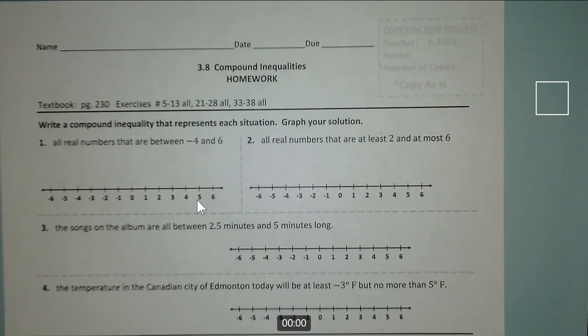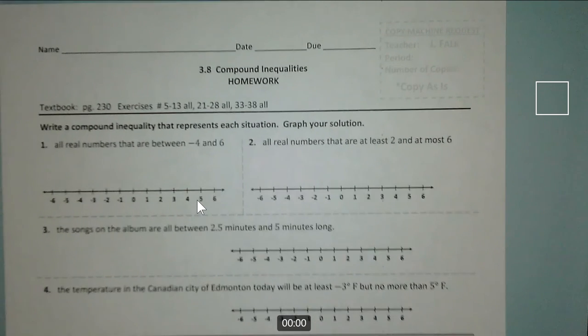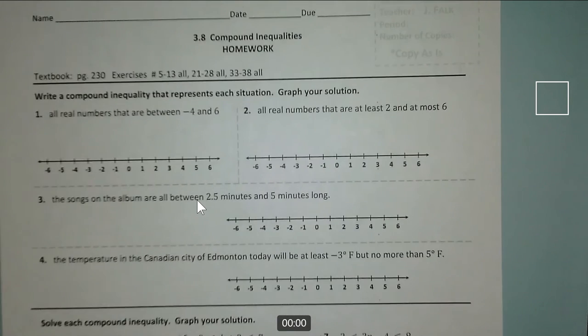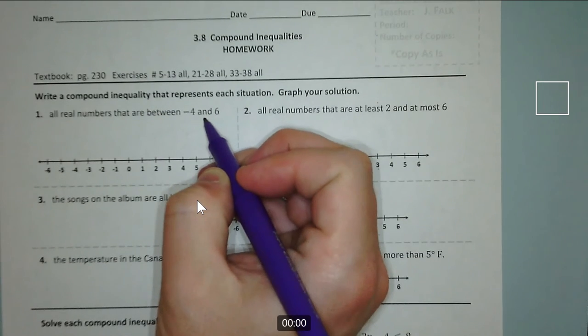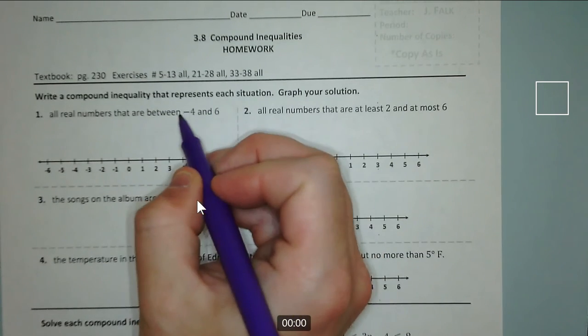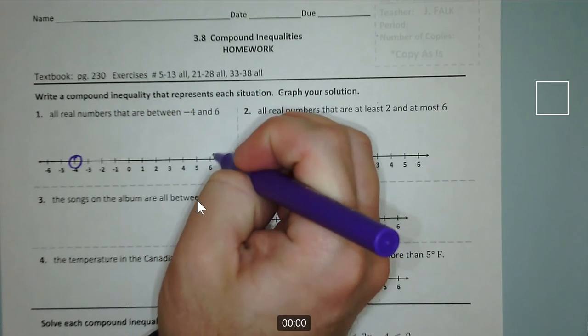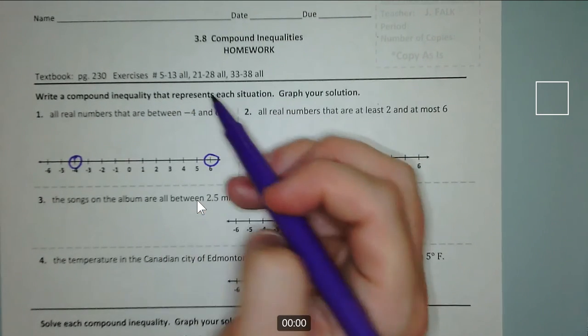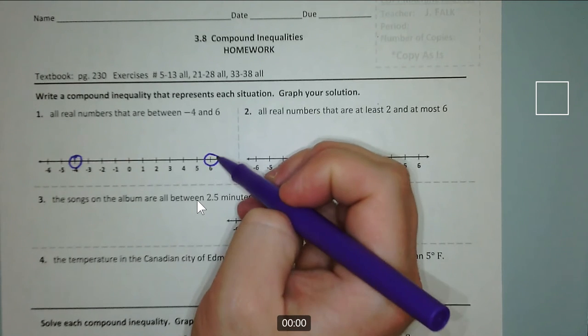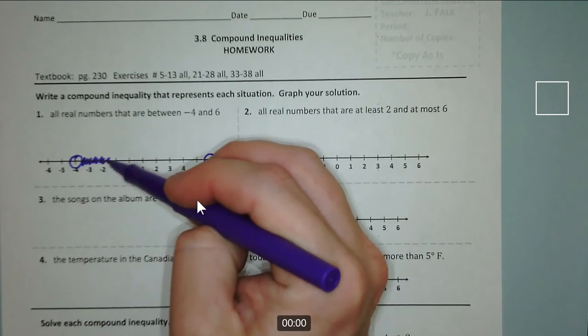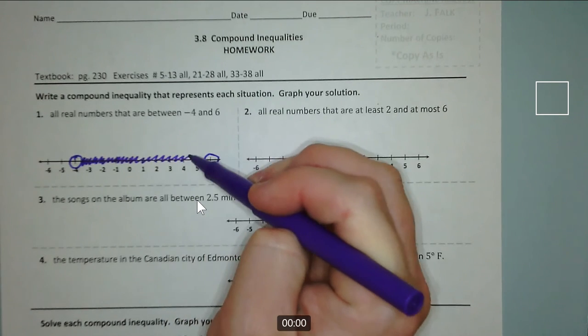We got and compound inequalities, and then we also have or ones. Let's see if there's any surprises on your homework. All real numbers that are between -4 and 6. So we just want to graph everything that's between -4 and 6. Now, I'm not going to be a stickler about it. I think technically we're not supposed to color in -4 and 6, but when you graph everything that's between, you're just coloring in all of that.